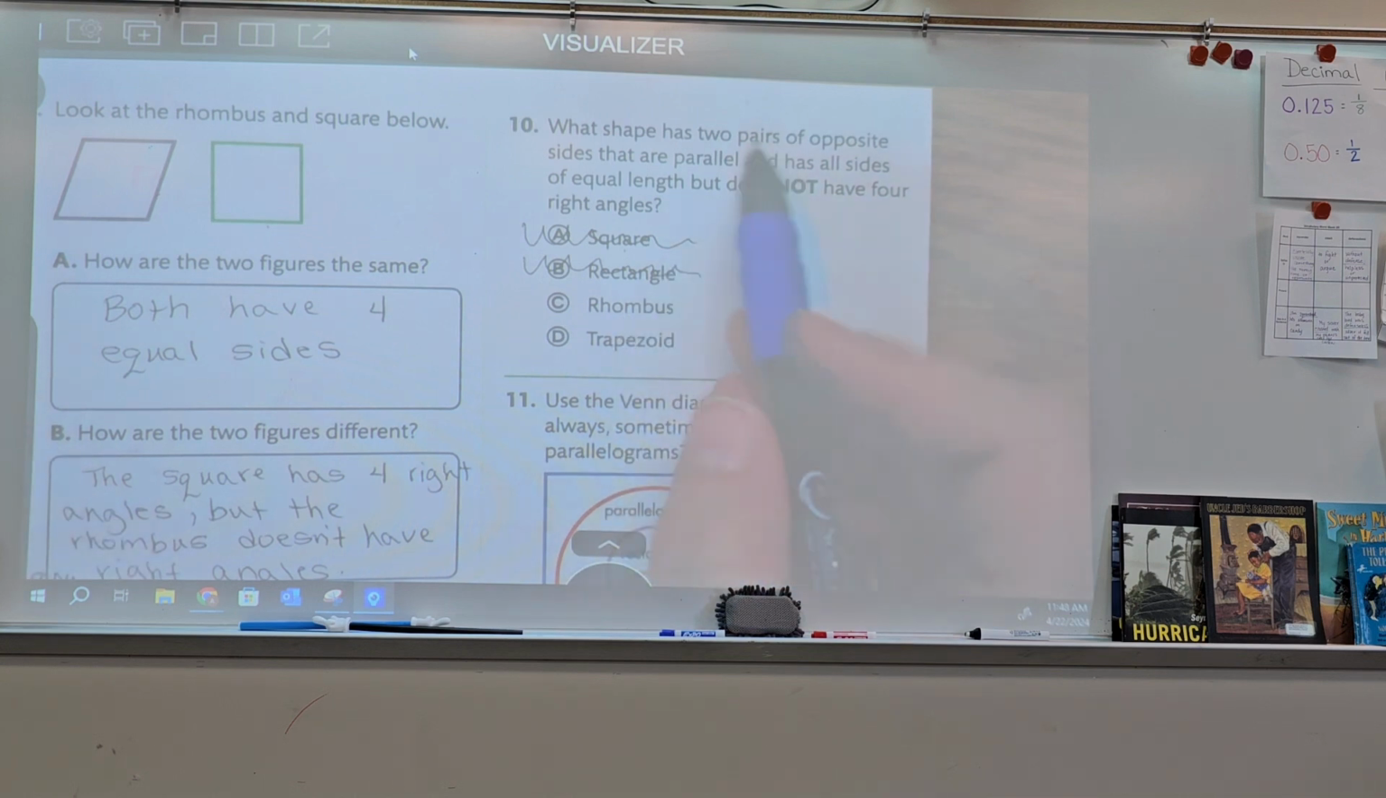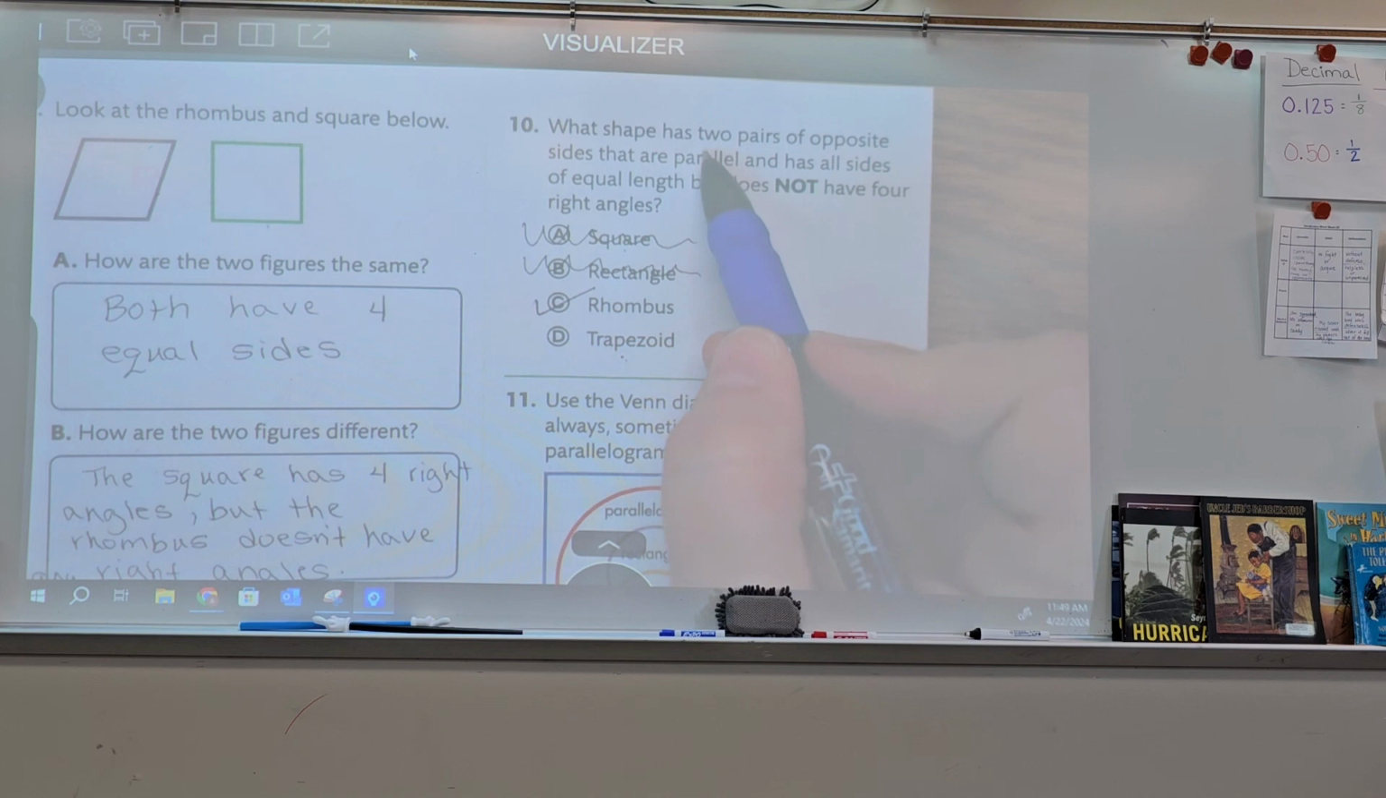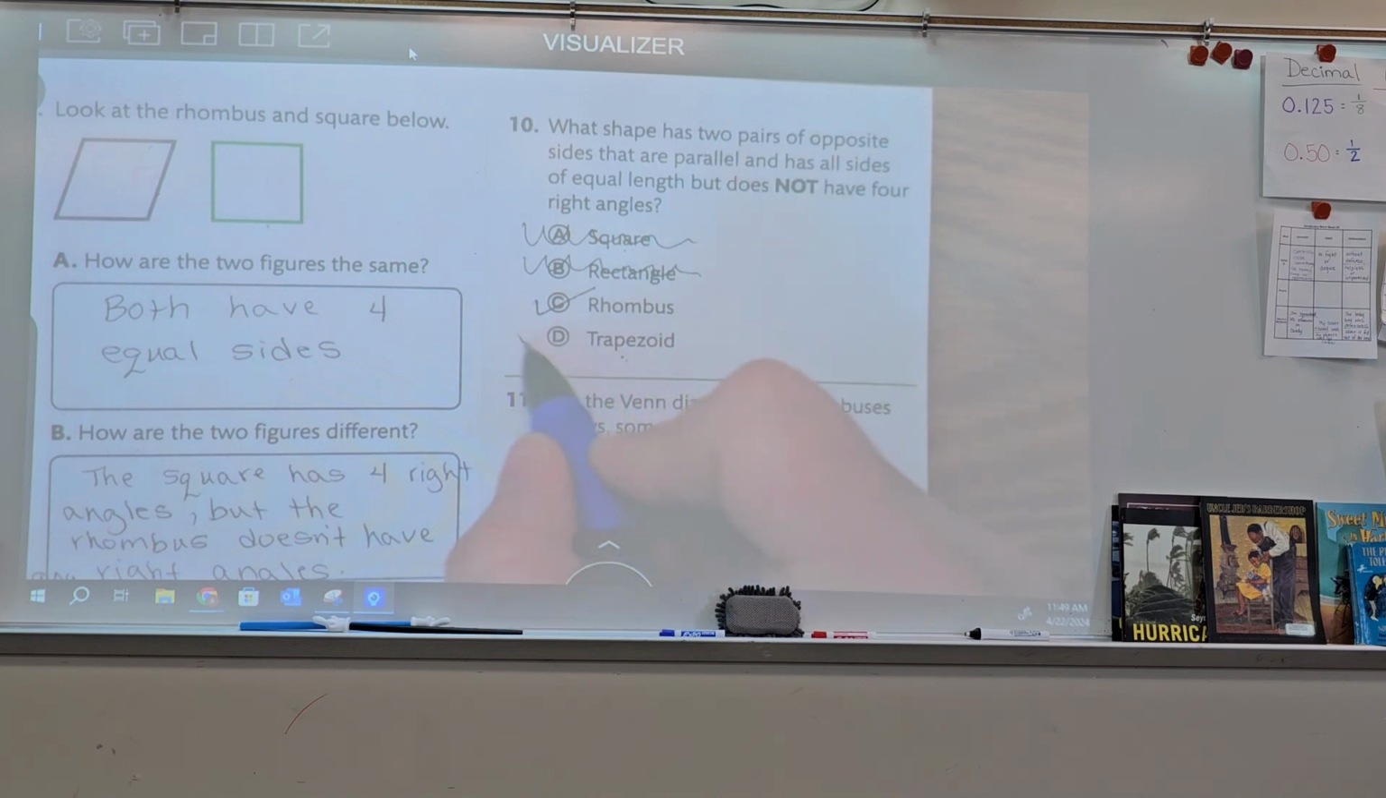A rhombus has 2 pairs of opposite sides that are parallel. A rhombus has all sides of equal length, and a rhombus does not have 4 right angles, so the shape is a rhombus. I know it's not a trapezoid because a trapezoid does not have 2 pairs of parallel sides.